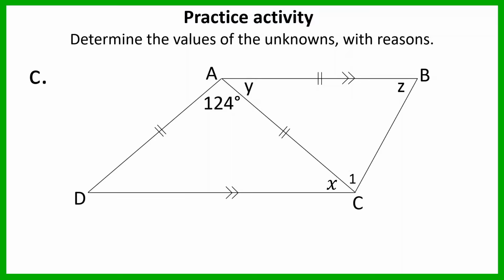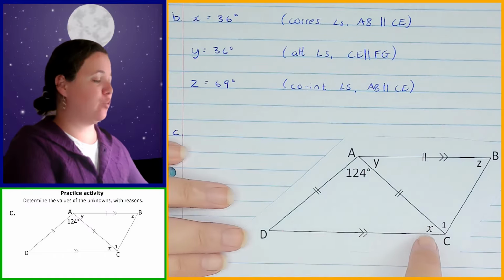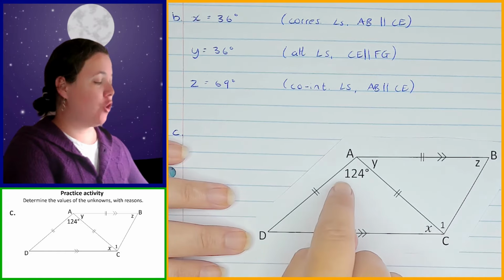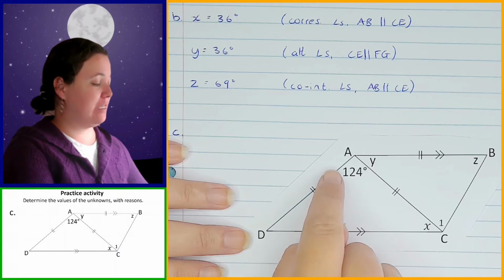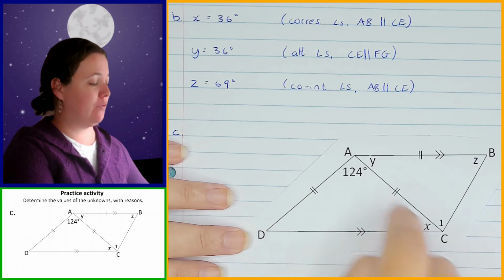Okay, so let's go through that question and see what you should have got. Right, so first of all, over here we have to work out what X is. The only angle that we've been told the size of is this angle over here, which is 124 degrees. Now to work out X, it is in the same triangle as that 124 degrees.